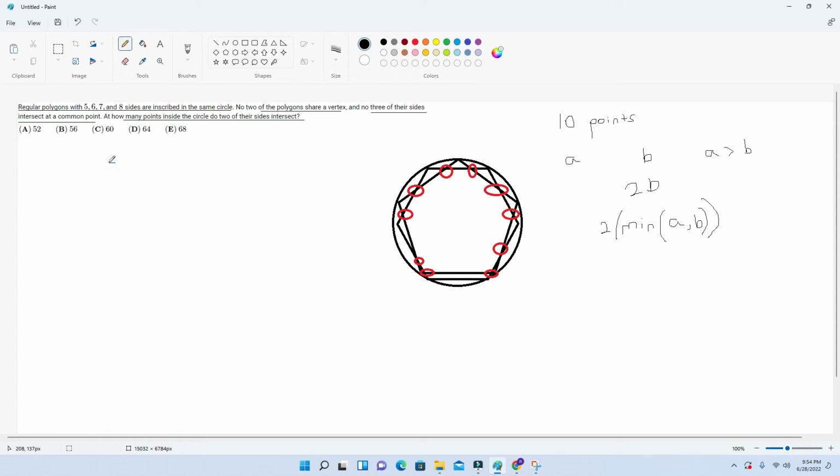So each of its 5 sides will have 2 entries, will have an entry and an exit point from each of the 3 larger shapes. Similarly, the hexagon will have an entry and exit point from each of the 2 larger shapes, the heptagon and the octagon. So we'll get 6 times 2 times 2.